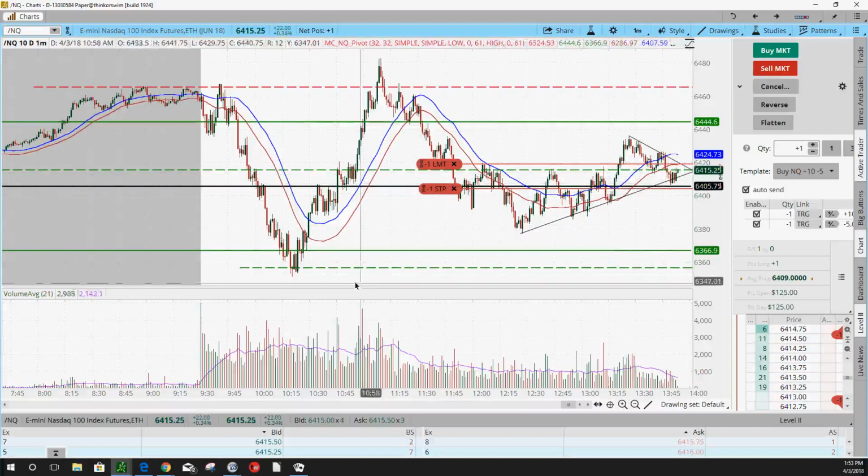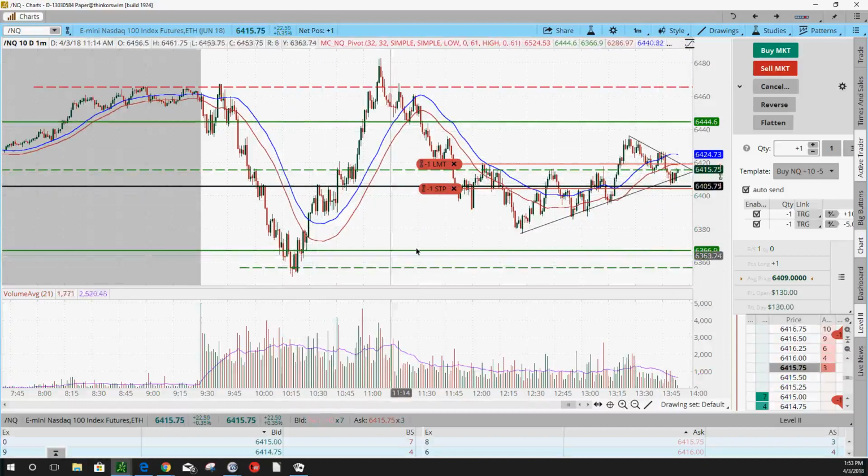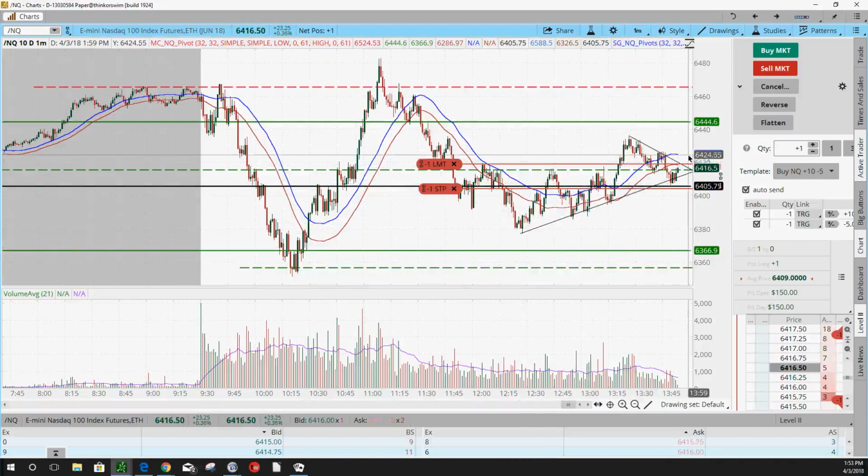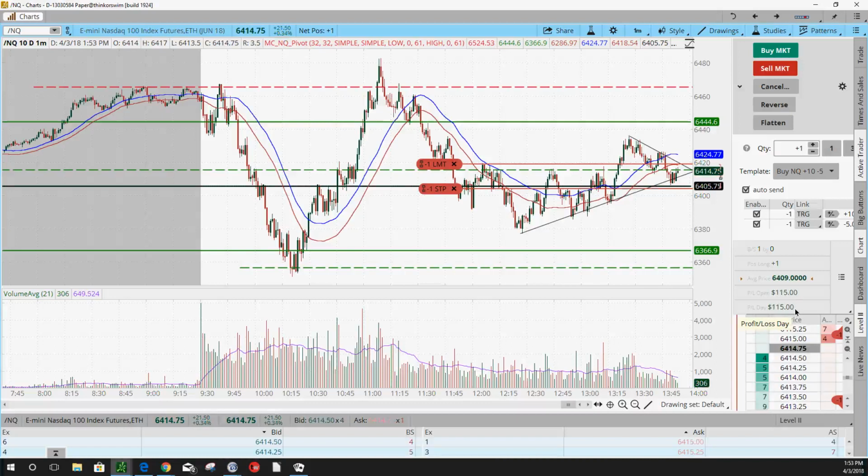The question is, will the market continue back to the upside, or will it drop down and go lower? Based on it trying to make higher lows, I'm expecting it to go back up to the upside. So I expect that I can make at least another quick 10 points on this trade. We're already up about 5 points. Let's see how this works out.